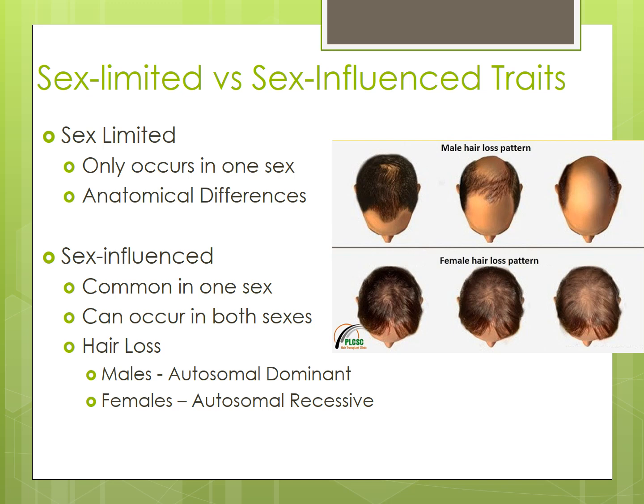To finish up our discussion about sex-linked inheritance patterns, I wanted to finish up with a distinction between sex-limited and sex-influenced traits. Sex-limited traits are traits that only occur in one sex. The best example of this would be the clear anatomical differences between males and females. This is an example of sex-limited where you're just specifically looking at one trait. Sex-influenced traits are interesting in that they're more common in one sex, but can occur in both sexes. An example of this would be hair loss.